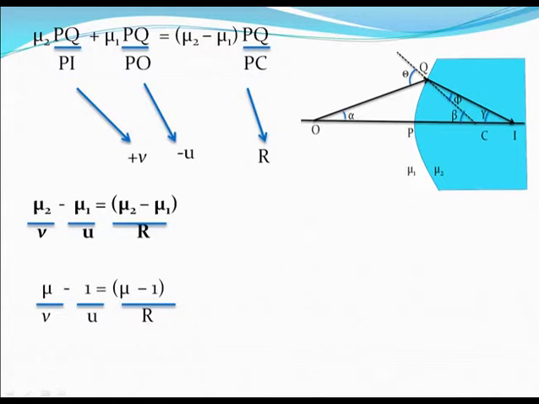Here mu2 is the refractive index of the medium into which the light is going. Mu1 is the refractive index of the medium from which the light is coming. R is the radius of curvature of the spherical surface across which the refraction is taking place. V is the image distance and U is the object distance. If you take mu1 as 1, because the refractive index of air is 1, this is the equation you get. So that's it. We've derived the basic fundamental formula for refraction at a spherical surface.